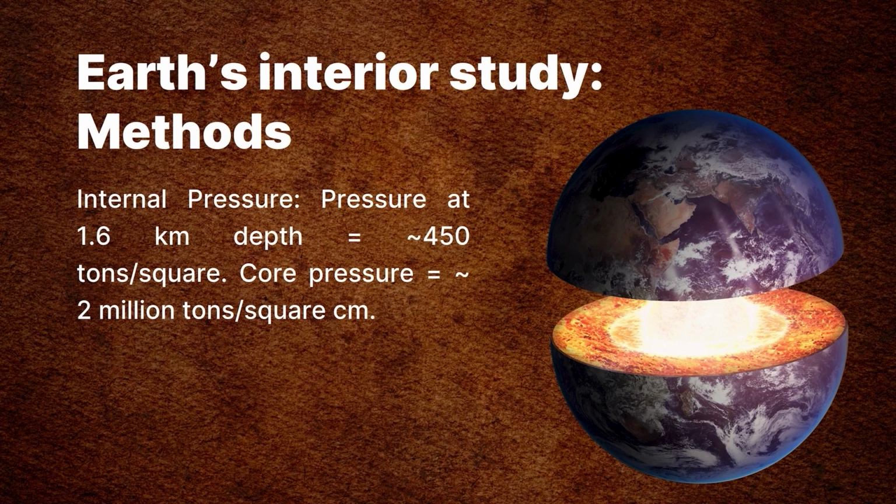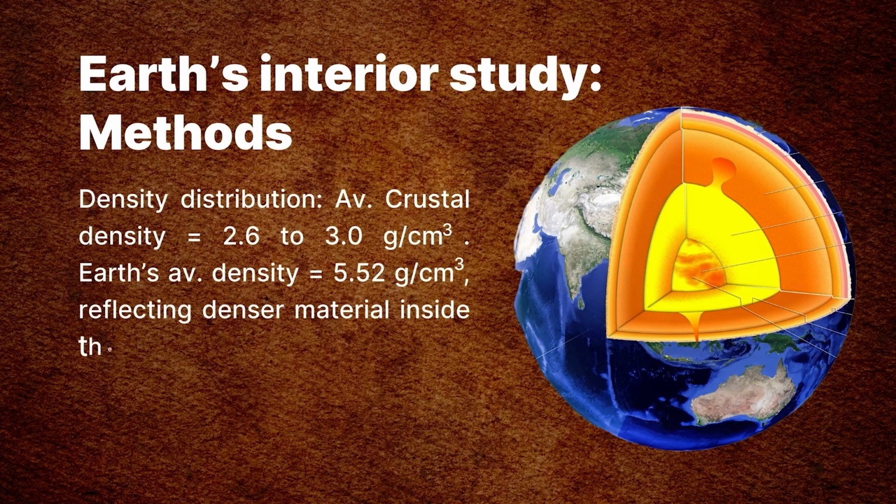Similarly, the pressure also changes. Pressure at 1.6 kilometer depth is around 450 tons per square centimeter. Now the core pressure is around 2 million tons per square centimeter. So gradually pressure is changing. This is called the pressure gradient. Similarly, density distribution is also uneven. Average crustal density is 2.6 to 3 gram per centimeter cube, whereas Earth's average density is 5.52. That means there is some difference between the crustal material and the density of the core.